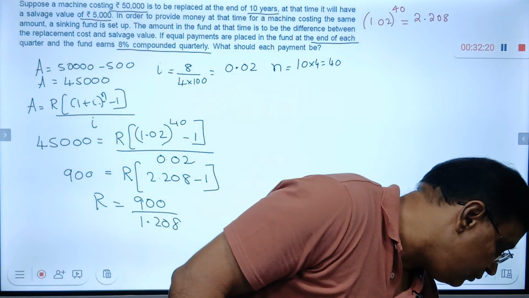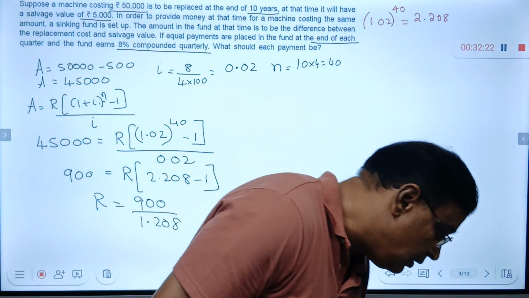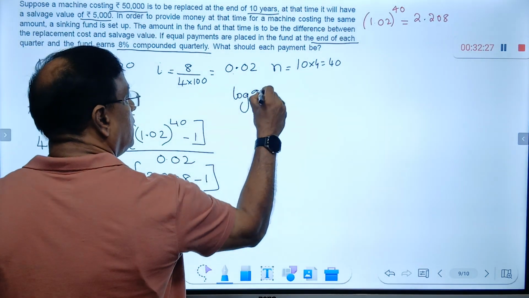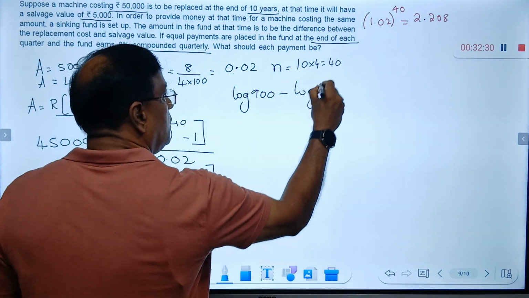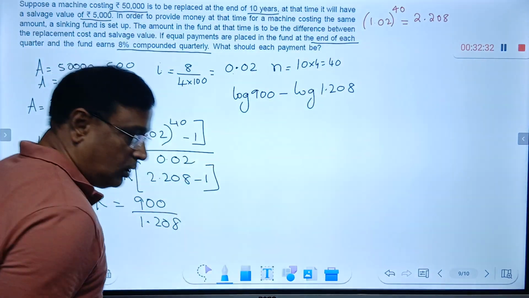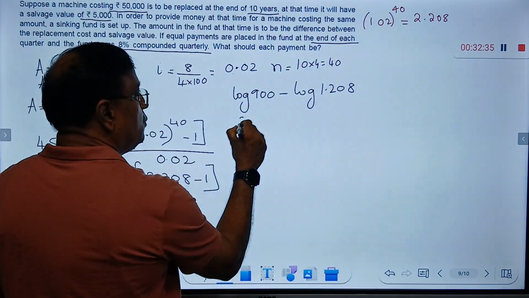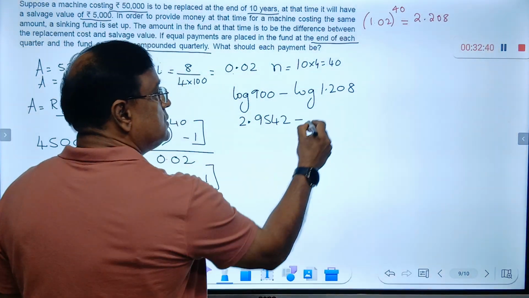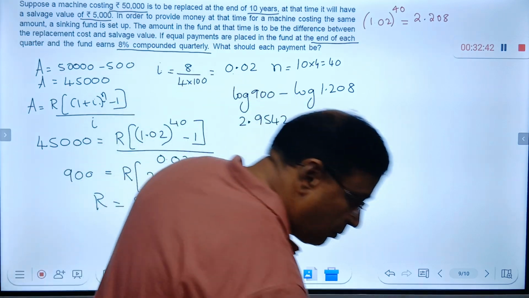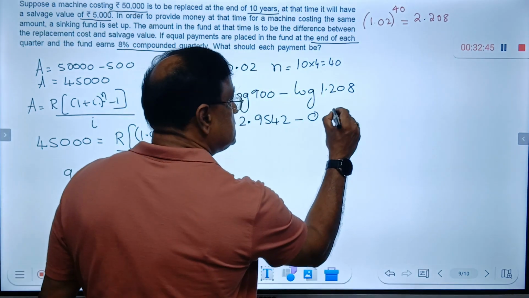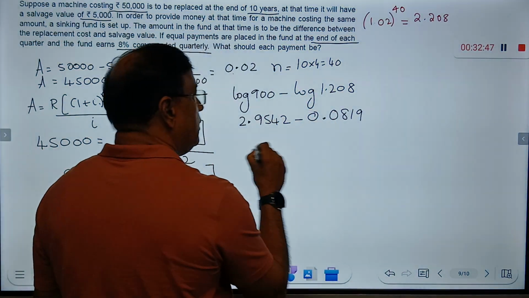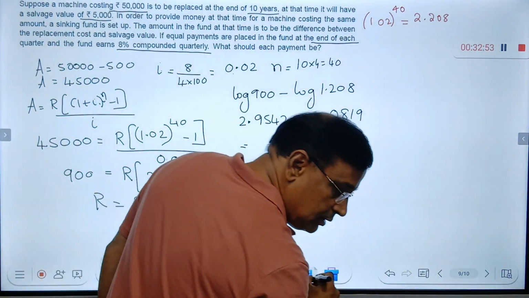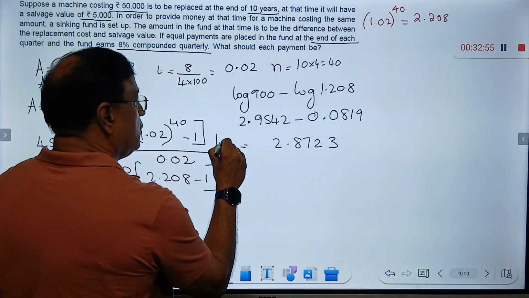Okay. Now you can use the calculator, use logarithms and do the necessary calculation. So what is this? Log of 900 minus log of 1.208. What is log of 900? It is actually 2.9542 minus log of 1.208, which is 0.0819. So when you subtract them, I think I'm getting 2.8723. This is log R.